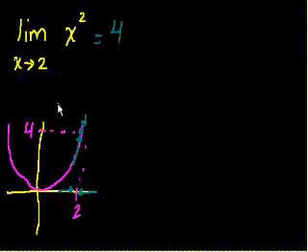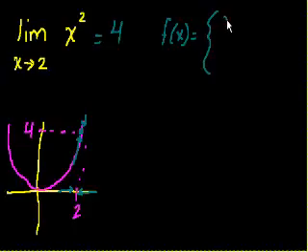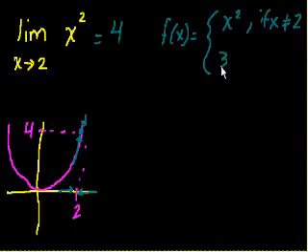Well, let me give you one wrinkle on that, and hopefully now you'll start to see what the use of a limit is. Let me say f of x is equal to x squared if x does not equal 2, and let's say it equals 3 when x equals 2. Interesting. So there's a slight variation on this expression. So this is our new f of x.